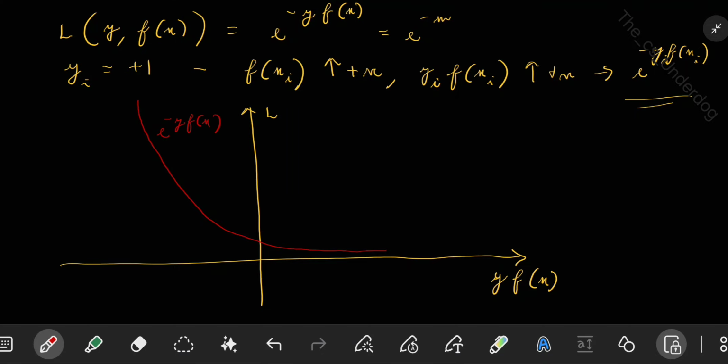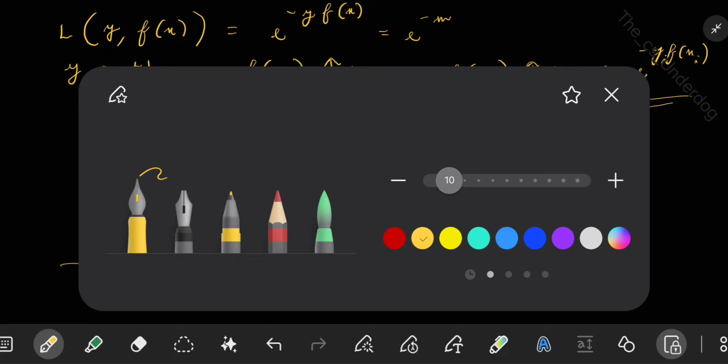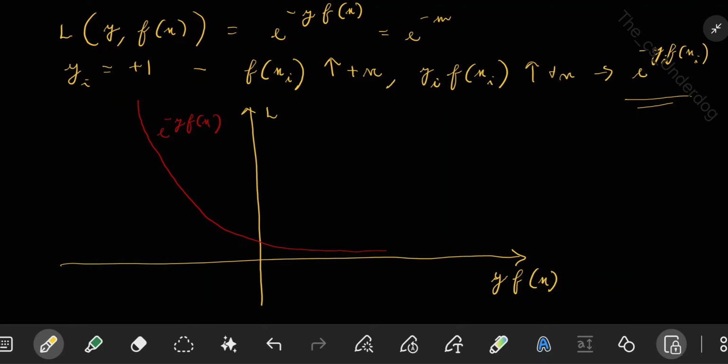Y into f of x is the value on the x-axis. On the y-axis, I have loss. Then the graph of e power minus y into f of x will look like this. This is 0. Then 1, 2, 3 will be over here. Okay, this is the scenario. Here you have negative values, negative 1, negative 2, and so on.